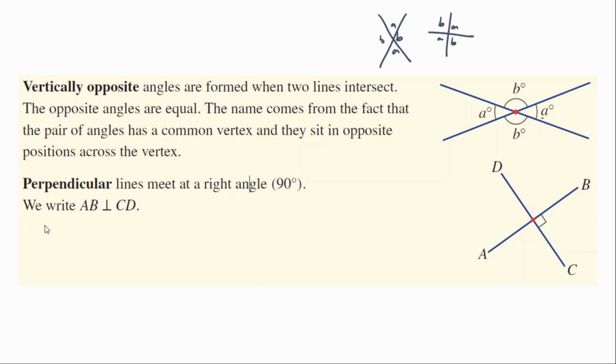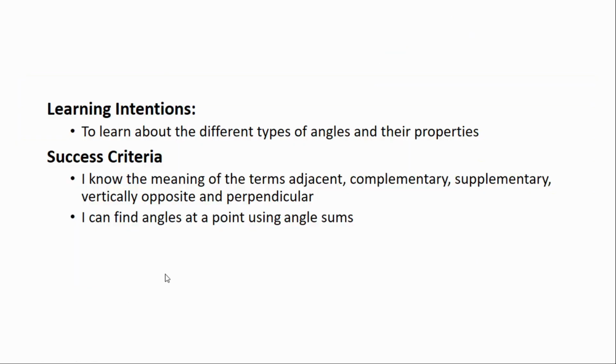Our last keyword is perpendicular, and perpendicular lines meet at a right angle. So all of these would be right angles here. To show that the lines are perpendicular, we write AB, that little sign there, and then CD. We have AB representing that line, and CD representing that line. Alright, so that's our first success criteria for today. We've gone through the meaning of the terms adjacent, complementary, supplementary, vertically opposite, and perpendicular. Now let's have a go at finding angles at a point using the angle sum.